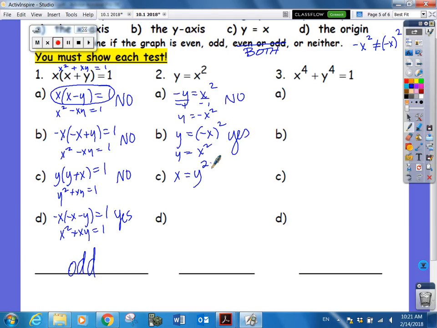We could probably all tell from that point, but if not, we would take the square root. When we take the square root, it's plus or minus. So plus or minus the square root of x equals y. Not what we started with. So the answer would be no.